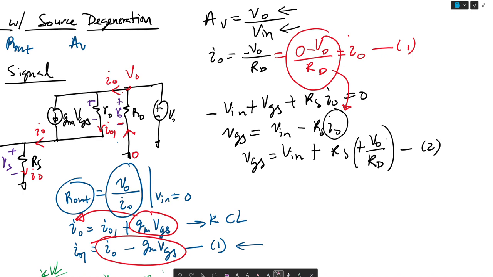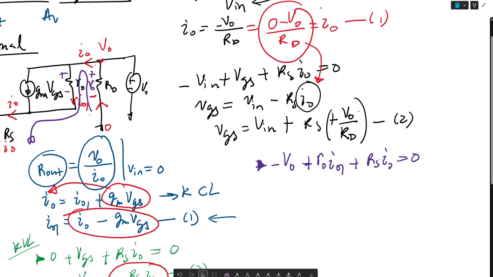Now the last KVL we need to consider is the KVL again along this path. So we consider that minus VO plus RO IO1 plus RS IO is equal to 0.